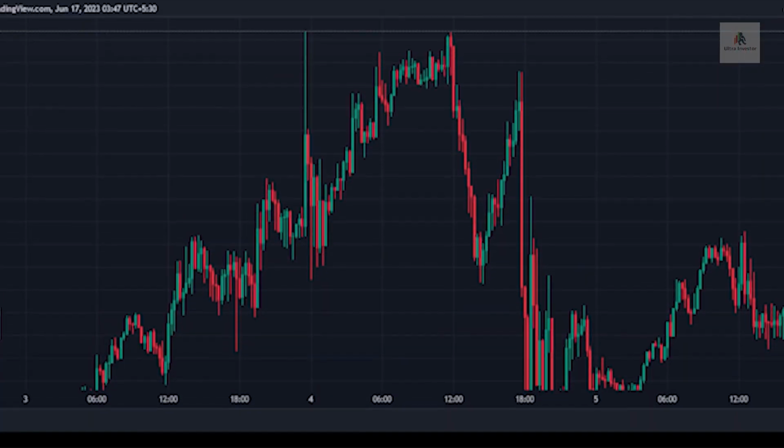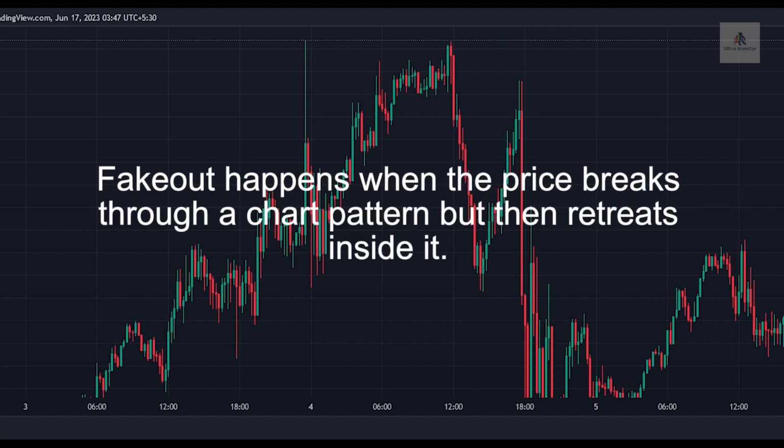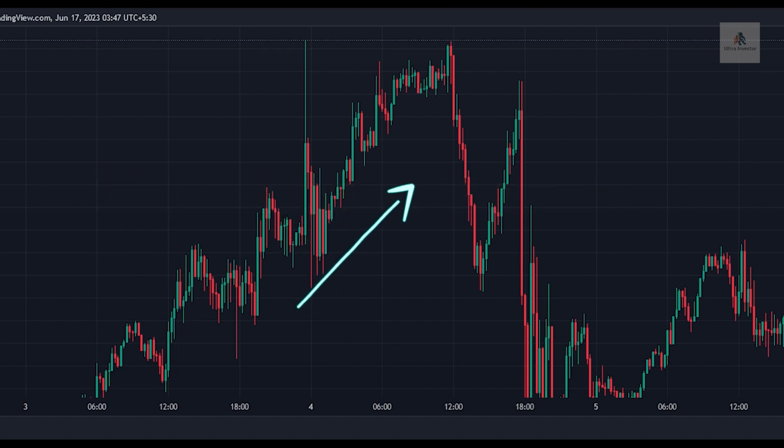After gaining knowledge about the fundamental structure of the market and its trends, let's discuss fakeouts. These happen when the price breaks through a chart pattern but then retreats inside it. For instance, if the market is experiencing an uptrend and breaks past the resistance level toward the higher side. If the market declines to the specified zone, it is anticipated that this level will function as a support and push the market back up.